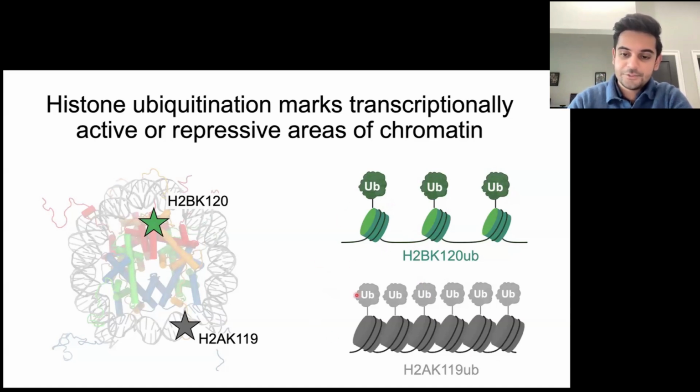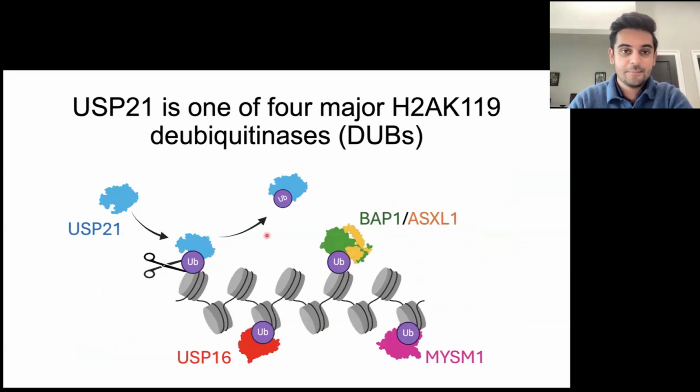And in the context of H2AK119 ubiquitin, this modification can be removed by deubiquitinating enzymes, which we'll be abbreviating as DUBs. So in vertebrates, we know of 4 major H2AK119 DUBs, and that is USP21, USP16, the PR-DUB complex, also known as the BAP1-ASXL1 heterodimer, and MYSM1. And so we know that these 4 DUBs target H2AK119 specifically, but really the mechanism of action wasn't well understood the past 20 years.